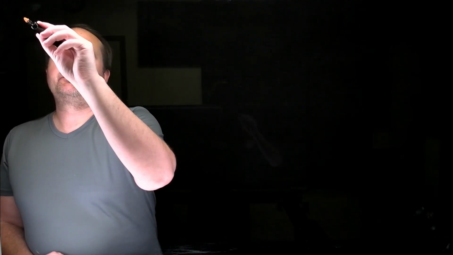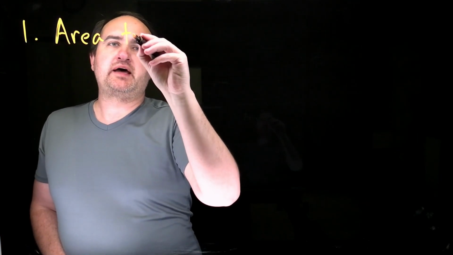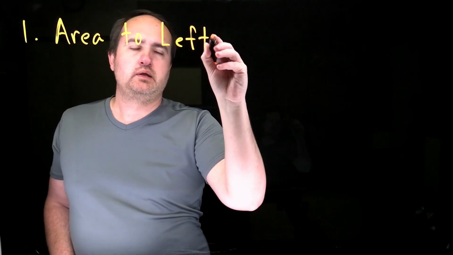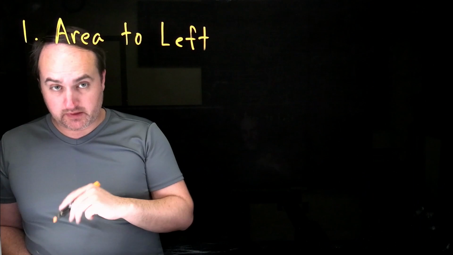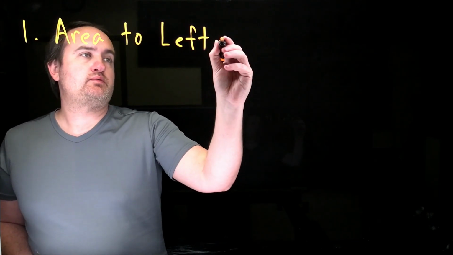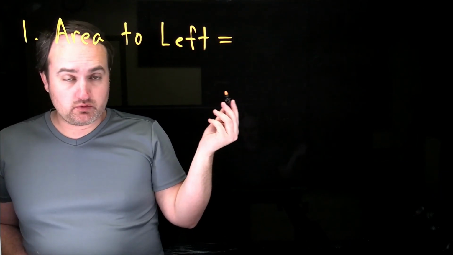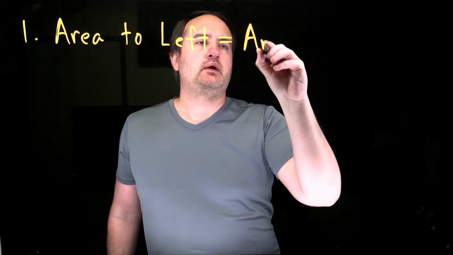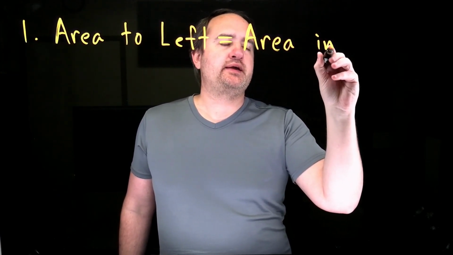Case 1 would be the case that we just saw an example on, which is the area to the left. The area to the left is the same as when they're using the word less than. Less than goes to the left. And that's just equal to the area that you look up in the table, in table A2.